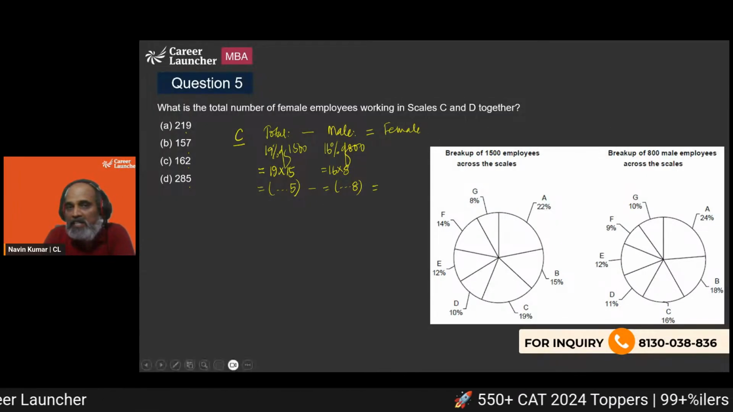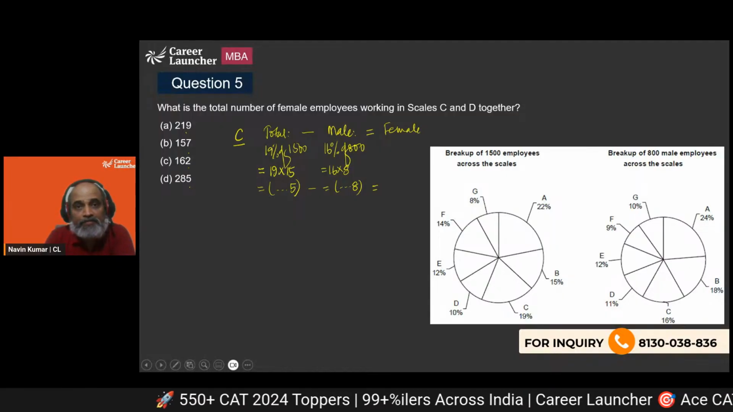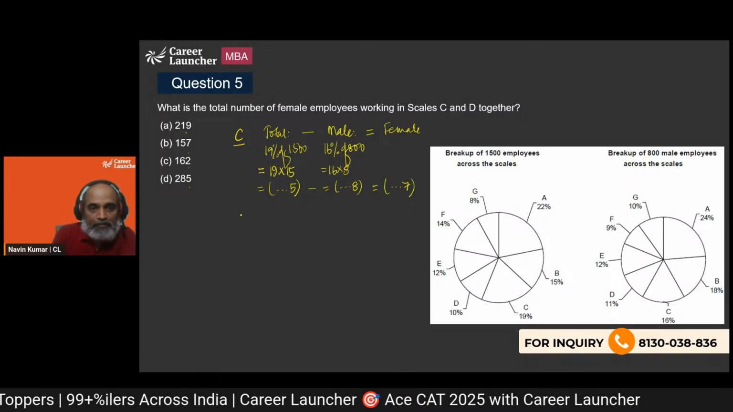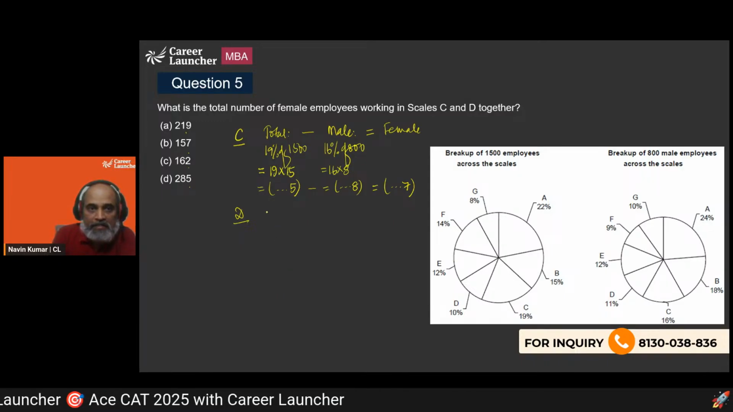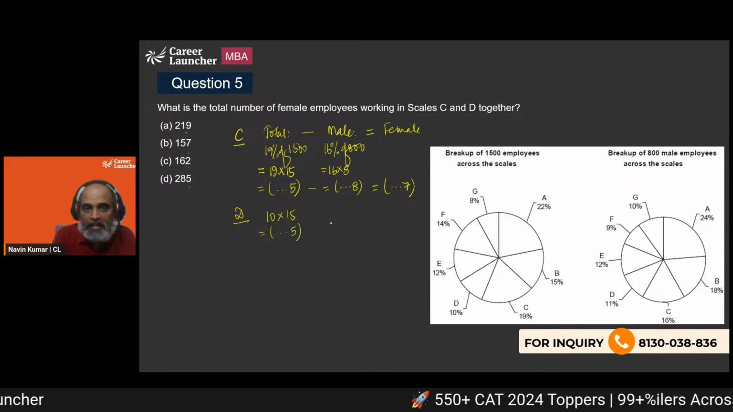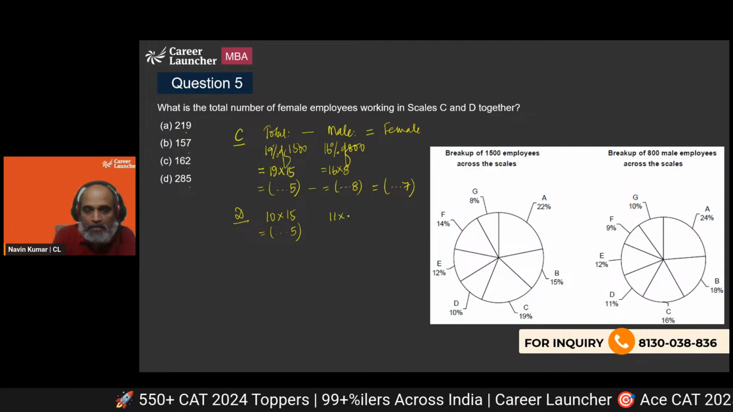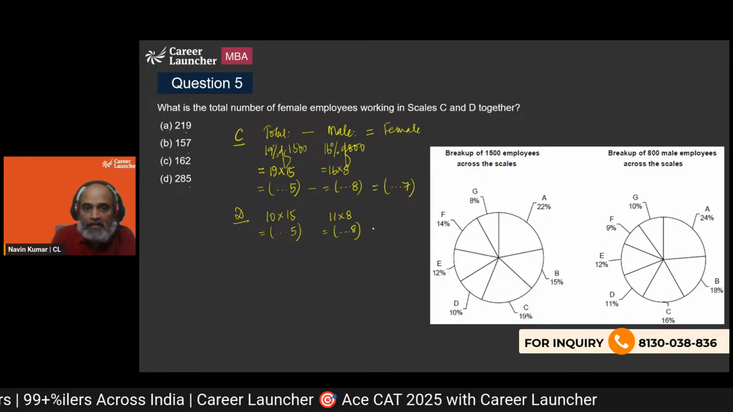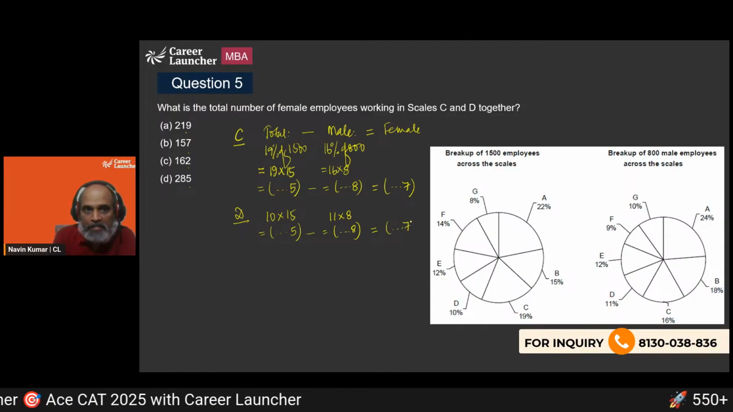Now, 5 minus 8 won't work, so we take 15 minus 8, which results in a 7. Now, if you look at D, same. Total, it's going to be 10 into 15, which will end in another 5. If you look at male in D, it is going to be 11 into 8, which will end in 8 again. And if we take the difference, 15 minus 8, it will give us a 7.